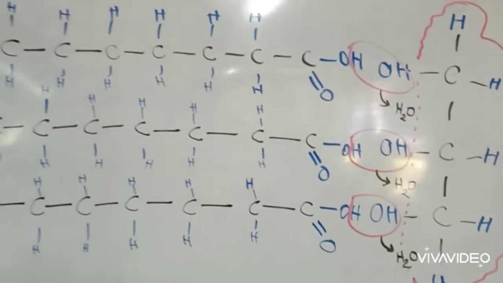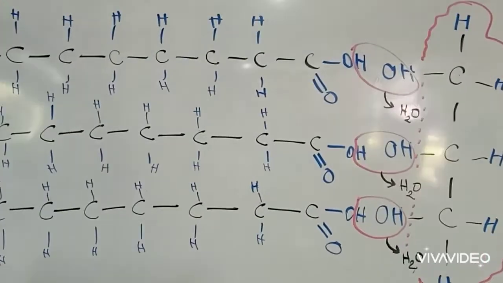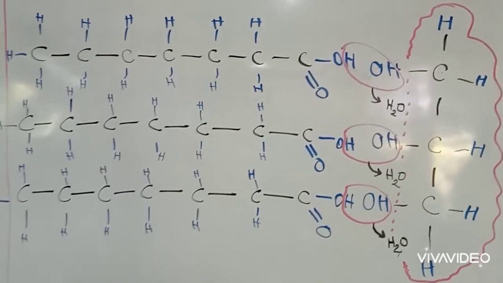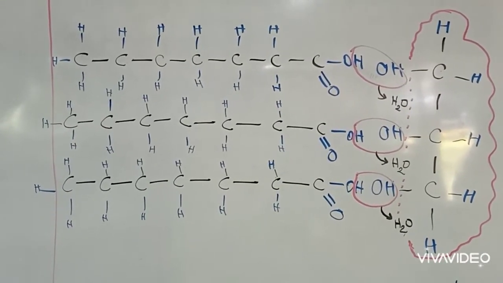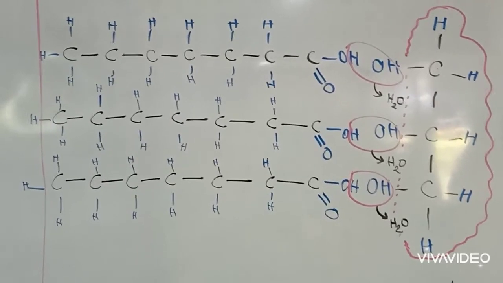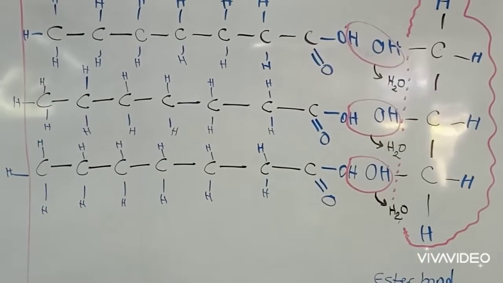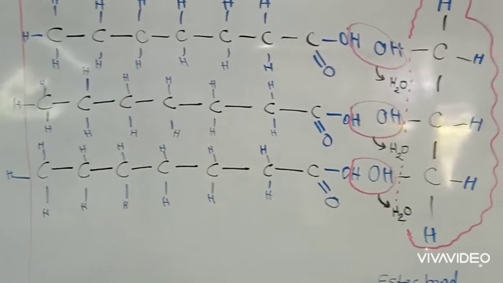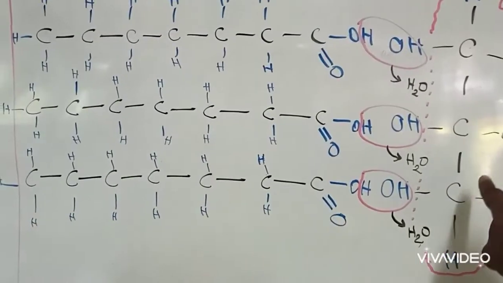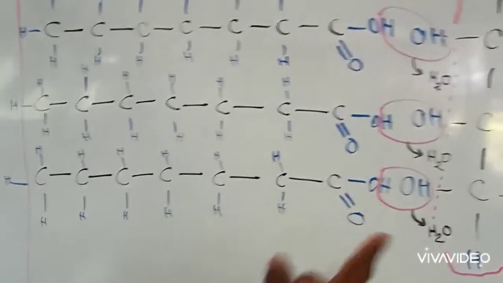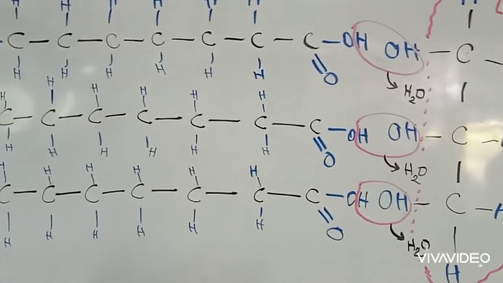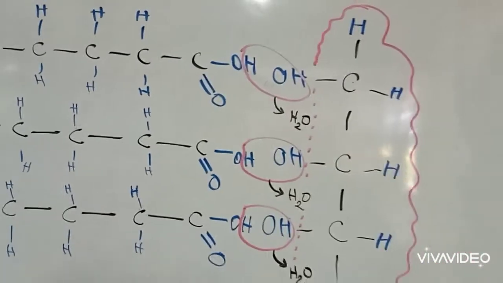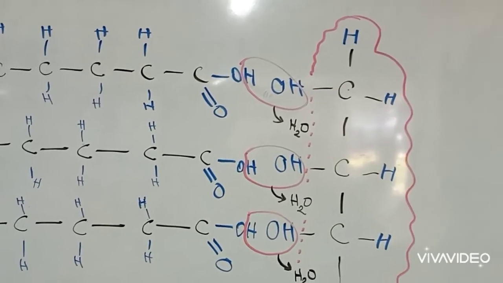Alright, let's move now to the formation of the triglyceride molecule. Notice I have 3 fatty acid chains and 1 glycerol molecule. Some books will refer to them as fatty acid tails and glycerol head. So you have the glycerol head right here, and you have 1, 2, 3 fatty acid tails. Now, how do we get these molecules, 3 tails and the head, to be joined together?